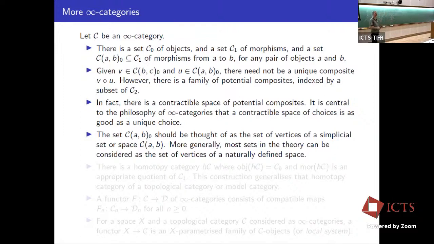Anytime you're dealing with infinity categories and you have a set of things with a particular property, then usually you can enrich that somehow so that that initial set is actually the set of vertices of a naturally defined simplicial set or space.